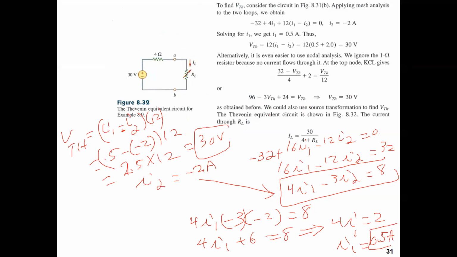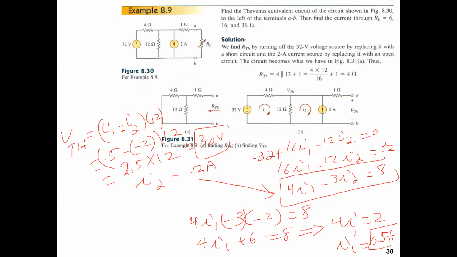Okay, so that's how we determine the VTH, and after we do that, then we can build the Thevenin equivalent circuit, and connect the R load, or RL, to that circuit, and then we have a complete circuit. Now let's see what else we can find. It asks us to find the current through RL. Here we need to find it for RL equals 6, then 16, and 36.